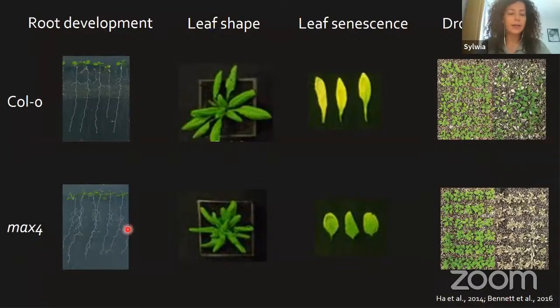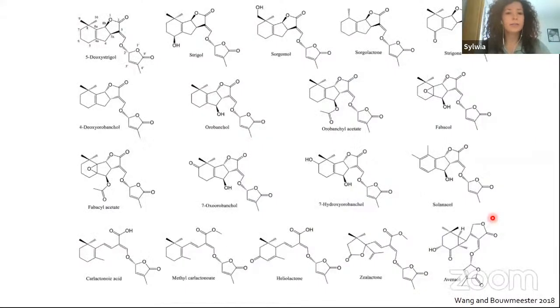For instance, it is characterized by a higher number of lateral roots, and also by a different leaf shape, which is actually a different ratio of blade length and width. They also have delayed senescence, and they are less resistant to drought stress. Up to now, more than 20 naturally occurring strigolactones have been discovered. They were isolated from different plants, but they all have some similarities in their chemical structure.